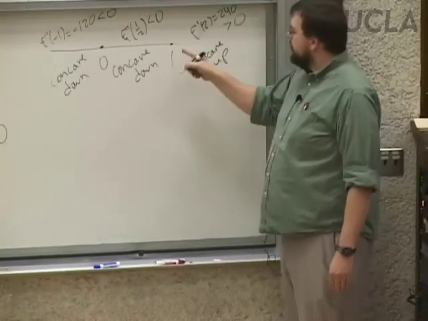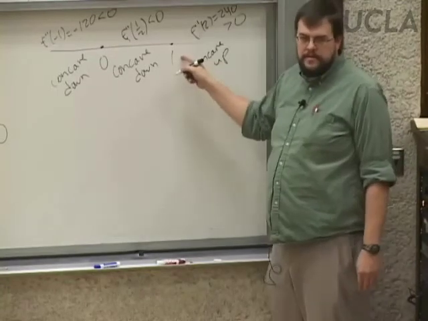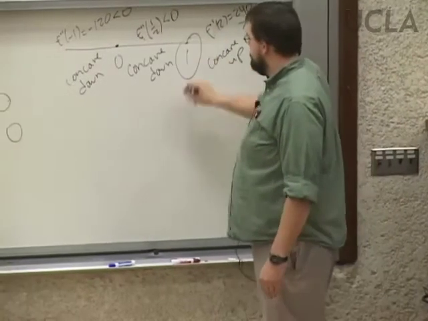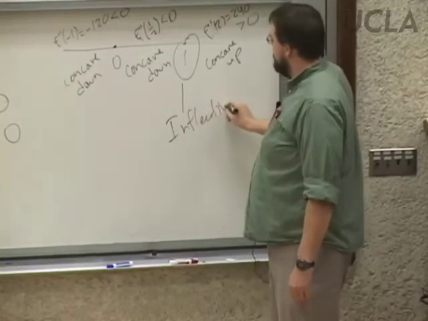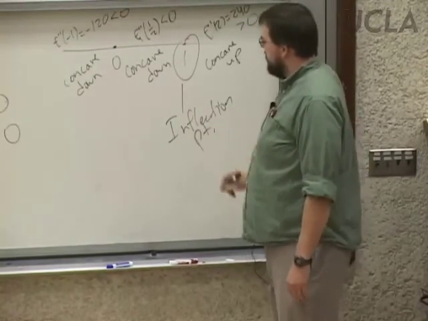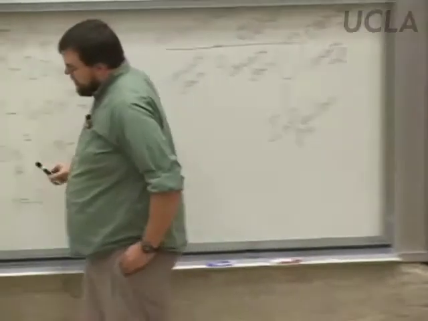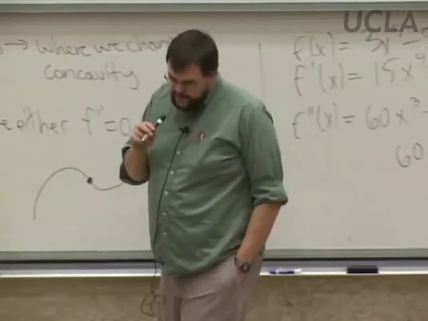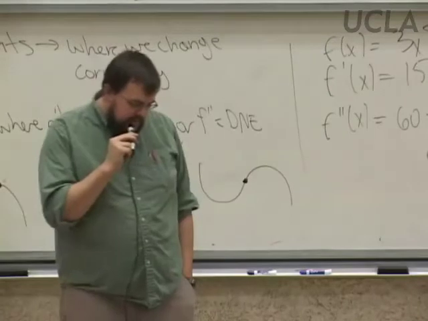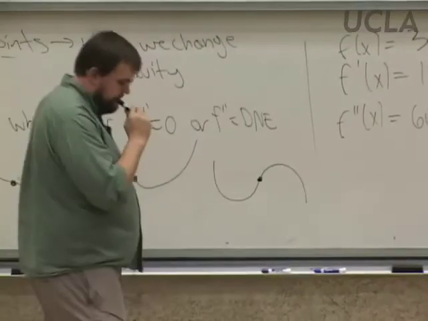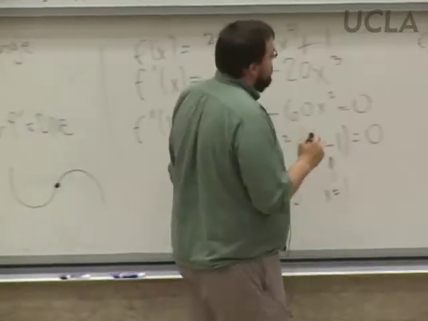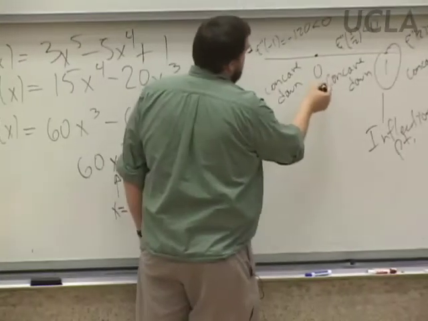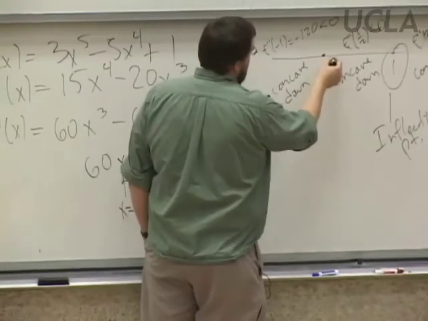Okay, so now what do we say about 1? It is an inflection point. So this curve only has a single inflection point, and it occurs at x equals 1. Now, let's think about 0 for a second. If I look at this curve here, I saw that it's concave down below 0 and concave down after 0.